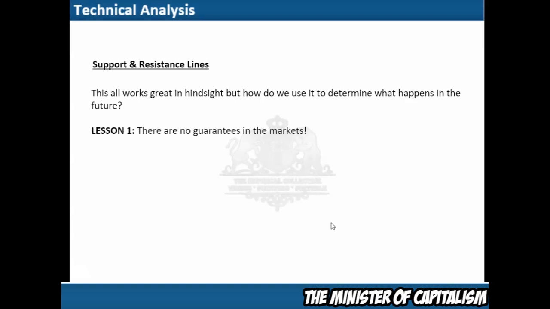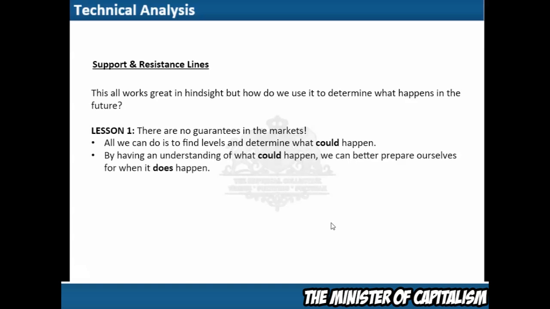Lesson 1. There are no guarantees in the markets. All we can do is find levels and determine what could happen. By having an understanding of what could happen, we can better prepare ourselves for when it does happen. Lesson 2, we always wait for confirmation. We can only take action upon confirmation.